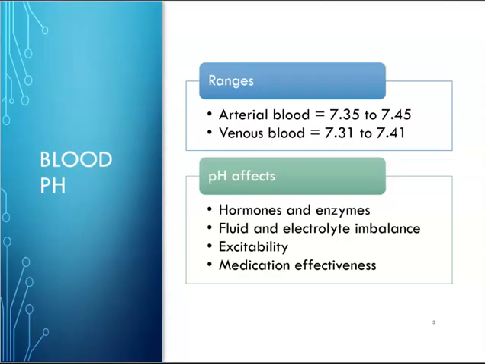So really, equilibrium is really important here, and we want that ABG range, again, to be 7.35 to 7.45. And you're going to hear me repeating that a lot because it's a pretty important range, and you're going to need to remember it.